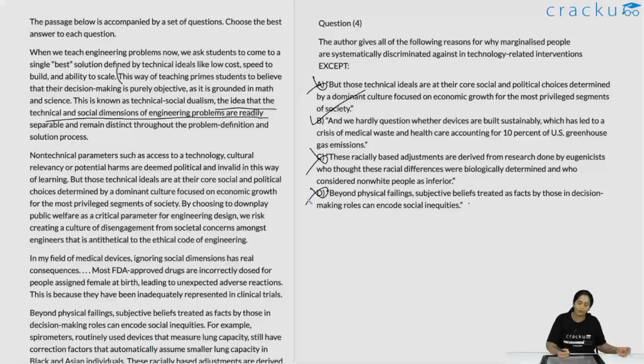So D is also one of the reasons given. B is the only one which is not related to discrimination. It is instead related to sustainability, and that is not related to social inequality or discrimination as such. So B is the right answer.